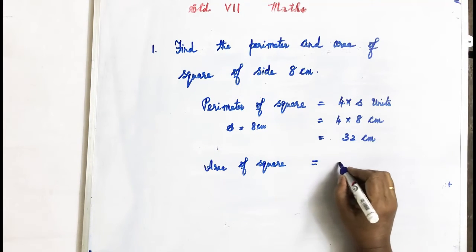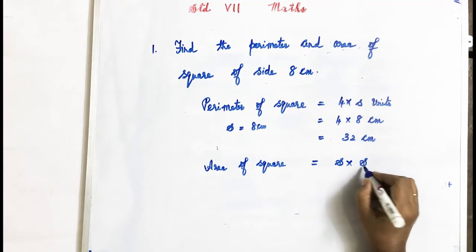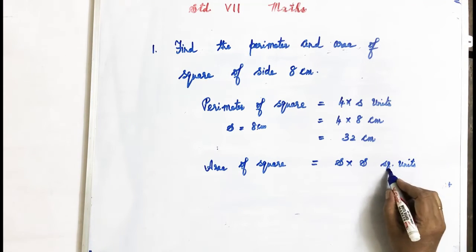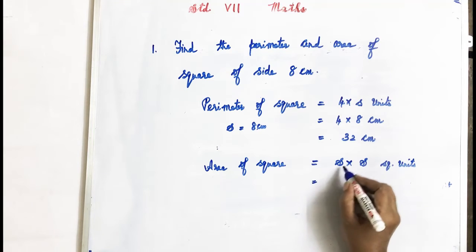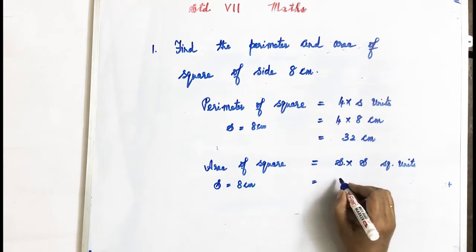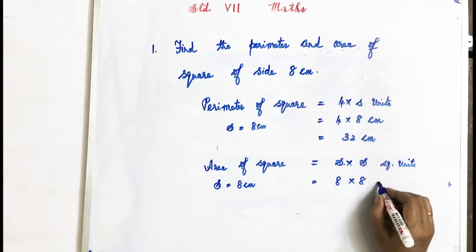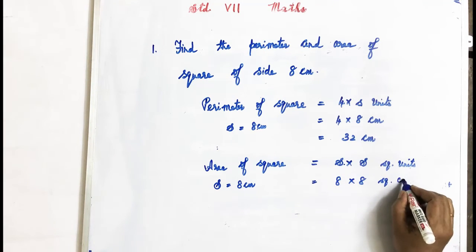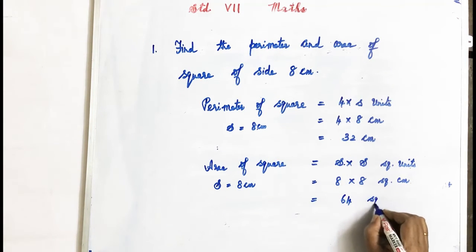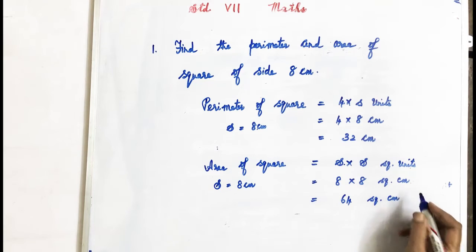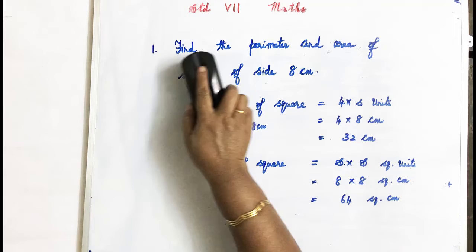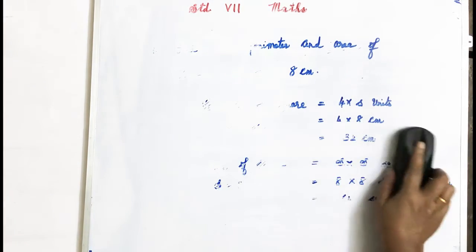Area of the square formula is S into S square units. For area, the unit should be written as square units. Now here what is S? S is the side, that is 8 centimeter. So 8 into 8, unit is square centimeter. So 8 8s are 64. So 64 square centimeter. Next we can see area of right triangle.